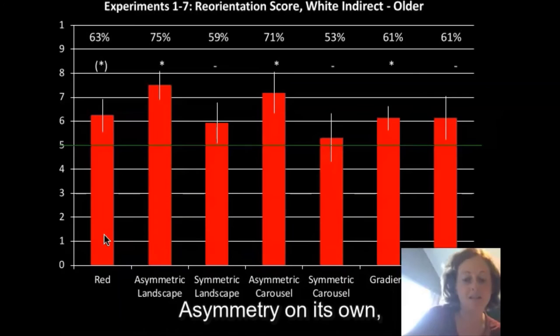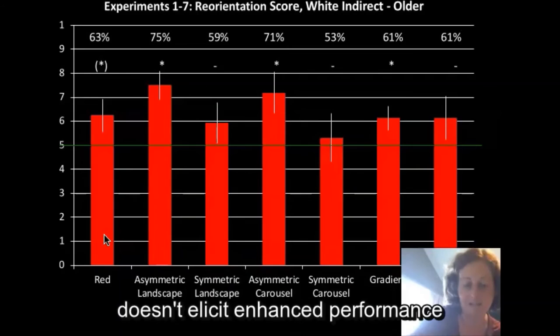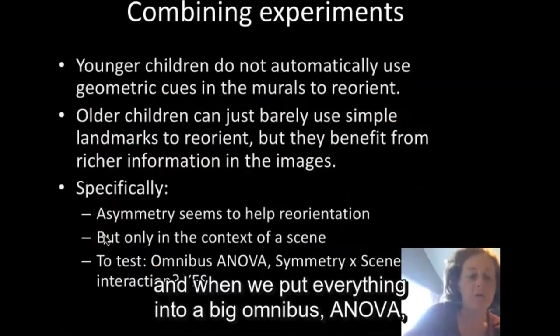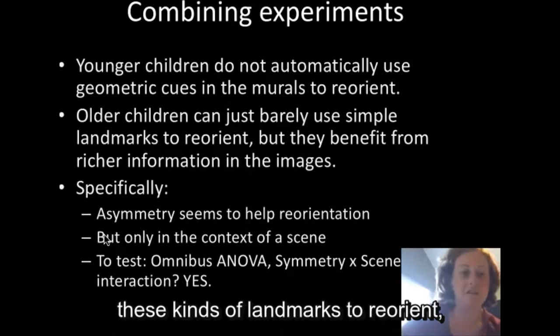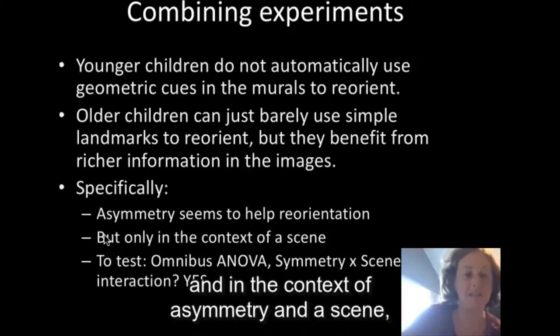Asymmetry on its own, in the form of a gradient or a display of objects, doesn't elicit enhanced performance relative to the red wall. And when we put everything into a big omnibus ANOVA, we get a symmetry by scene interaction, suggesting that older children can use these kinds of landmarks to reorient. And in the context of asymmetry and a scene, we get significantly better performance. So what does this tell us?